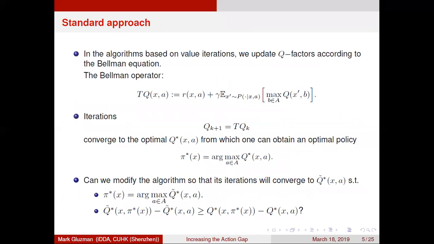This is very important. We have the most important slide for the math. Okay, so should I repeat? Basically, here I'm describing a standard value iteration for Q. That's the last bullet. So what our aim is for this talk and for the paper that I'm presenting: the paper is willing to find some modification of the standard approach so that it will converge to another tilde Q star, such that if we take a greedy policy with respect to this tilde Q star, we still have an optimal policy. However, we want to increase our action gap.